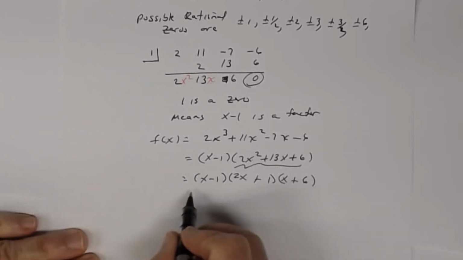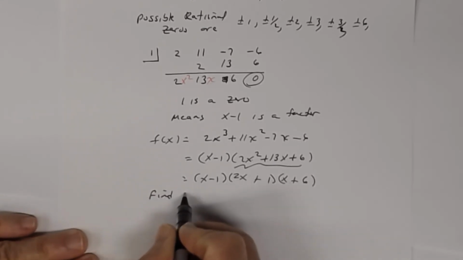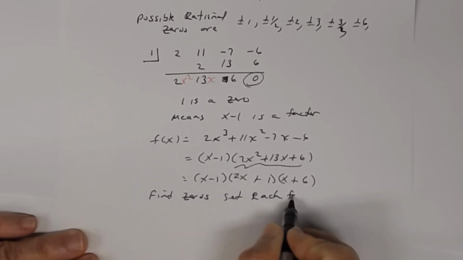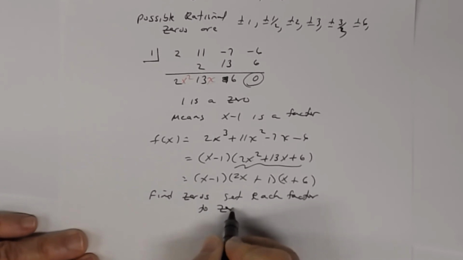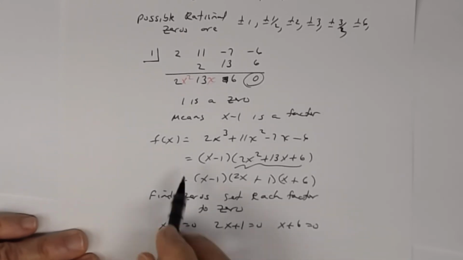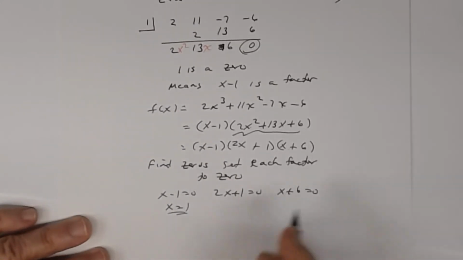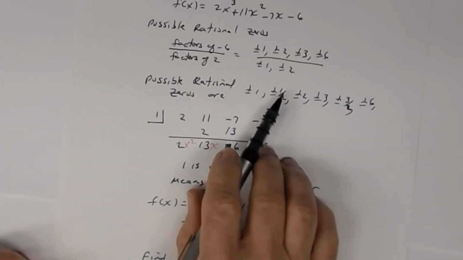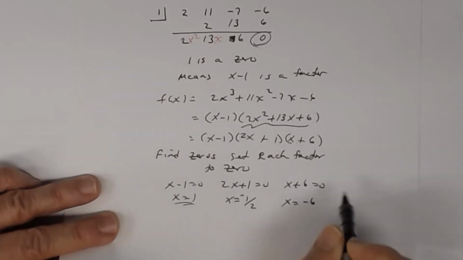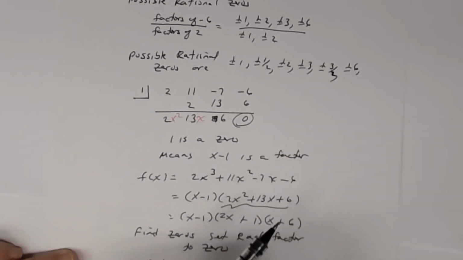All right, and so to find the zeros, set each factor to 0. Set each factor to 0. And so I get x minus 1 equals 0, 2x plus 1 equals 0, x plus 6 equals 0. And I already found this. Remember, we already knew that one. We knew 1 was a 0. Over here, we get x to be negative 1/2, which was one of the possibilities, right? Negative 1/2. And over here we get x to be negative 6, which was also another possibility. So those are your zeros.